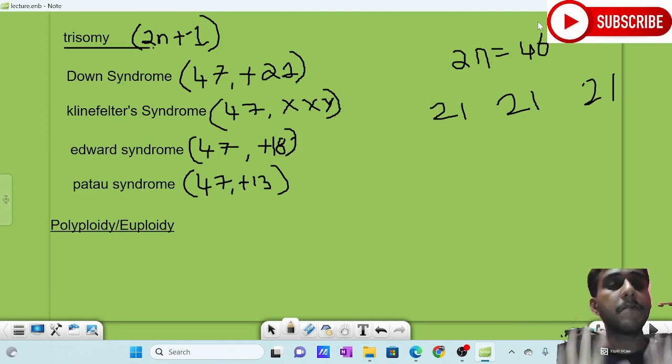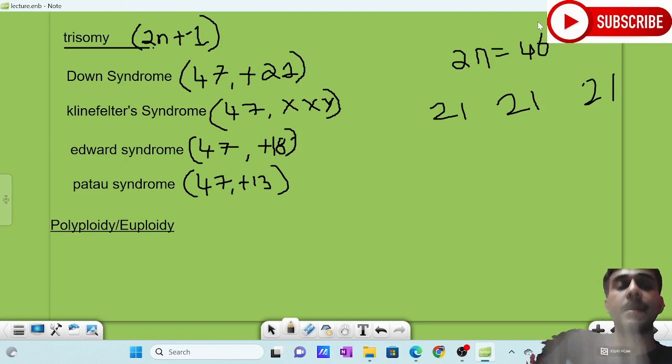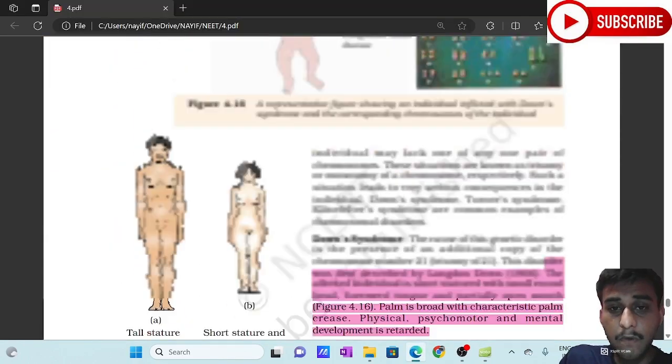This is the same case in Edward syndrome and Patau syndrome, which have increments in chromosomes 18 and 13. In Klinefelter syndrome, the increment is in the X. One more X is added. So there it became a total of 47. So we will discuss the diseases.